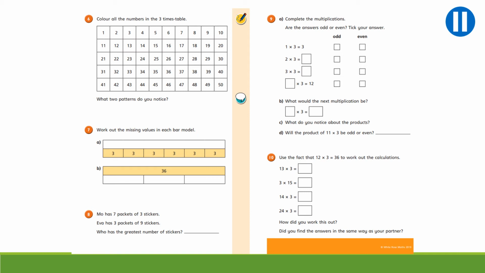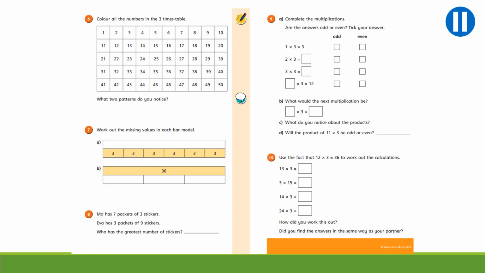So as well as working out the times tables, we need to recall our odd and even numbers. And B, what would the next multiplication be? And D, what do you notice? And D, will the product of 11 times 3 be odd or even?